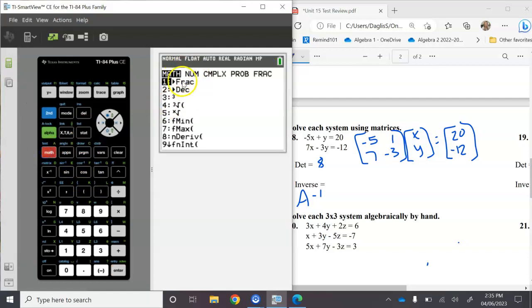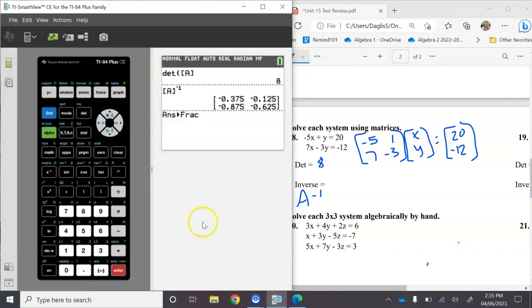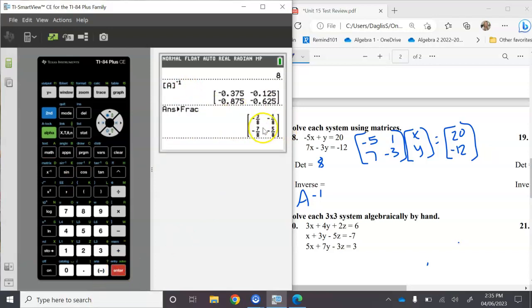Our very first choice is making it into a fraction. Do I want my answer as a fraction? Yes, I do. Push enter. And now here's my matrix as a fraction. So you have both ways up here.